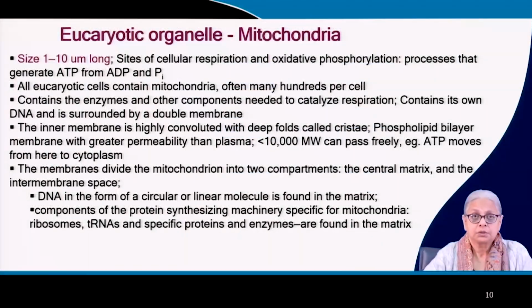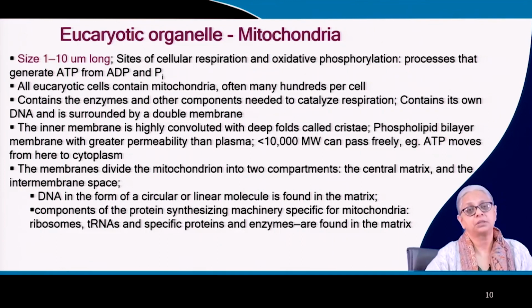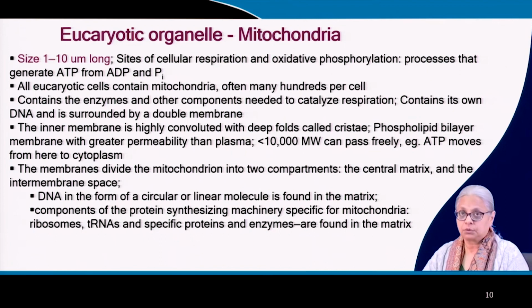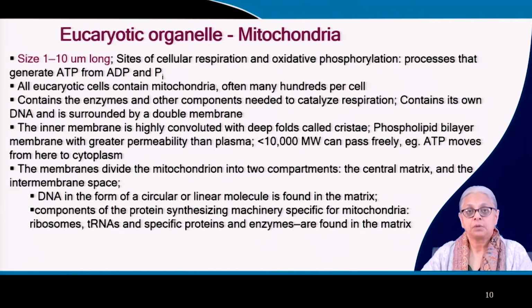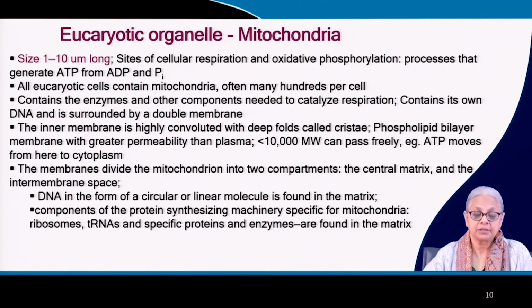So eukaryotic organelles, we have mitochondria and chloroplasts. These are the organelles that are involved in ATP synthesis. So generation of ATP is done by the mitochondria as well as the chloroplast. Chloroplasts exist in photosynthetic organisms and mitochondria in non-photosynthetic organisms or the eukaryotes. The size of mitochondria is about 1 to 10 microns long. These are the sites of both cellular respiration and oxidative phosphorylation.